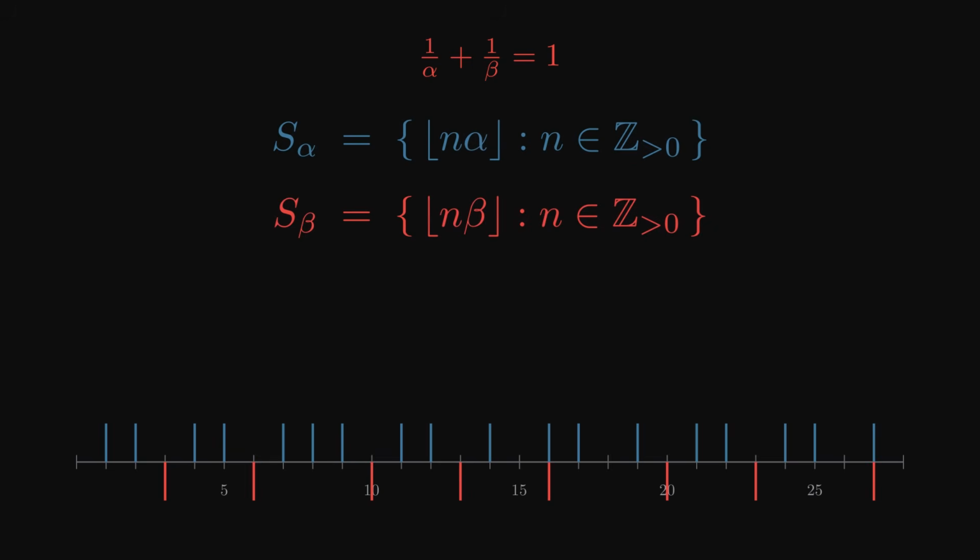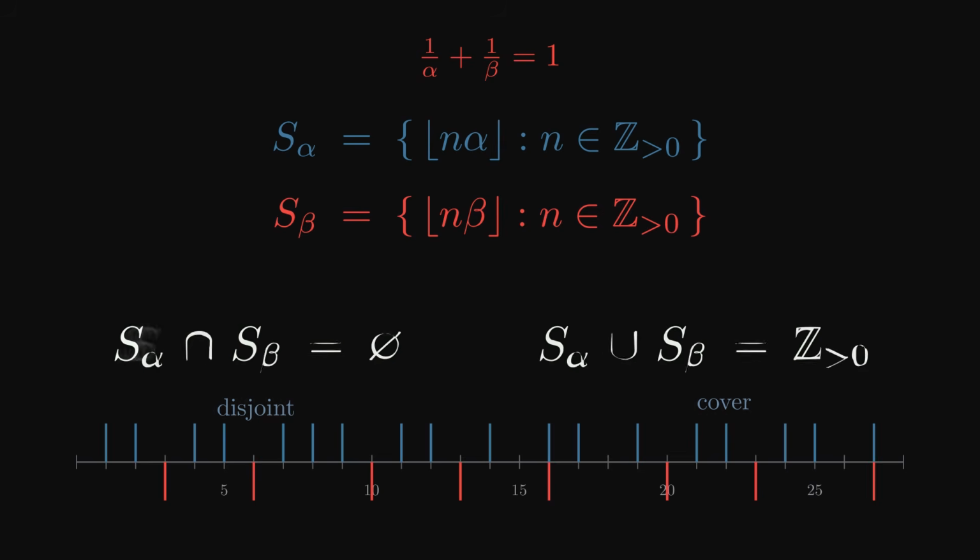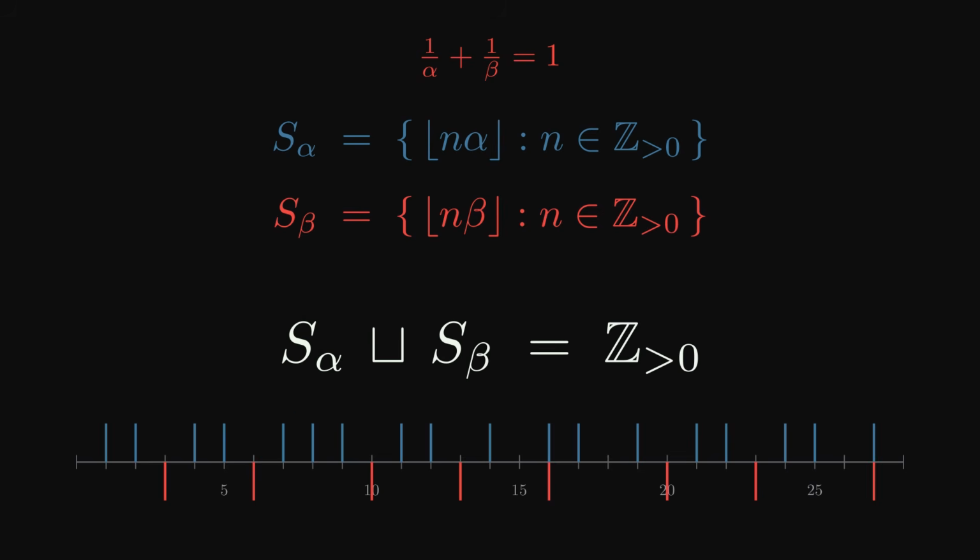Beatty's theorem asserts two things simultaneously. First, the two sequences are disjoint. No positive integer appears in both S sub alpha and S sub beta. Second, the two sequences cover everything. Every positive integer appears in at least one of them. Together, these two facts say that S sub alpha and S sub beta partition the positive integers exactly. Each positive integer is in exactly one sequence.